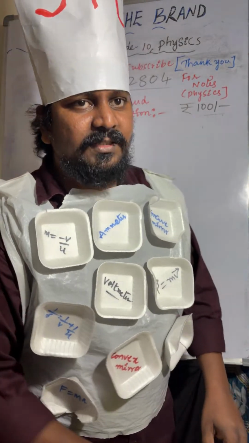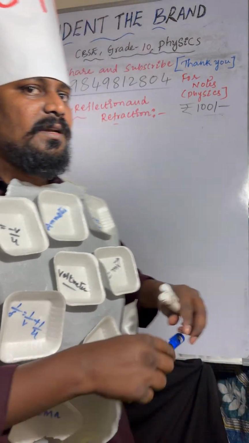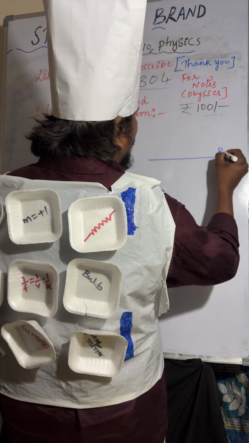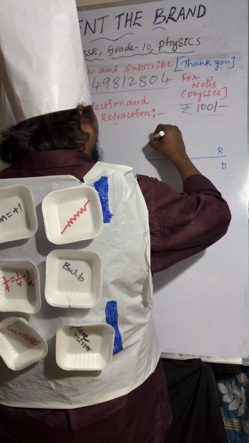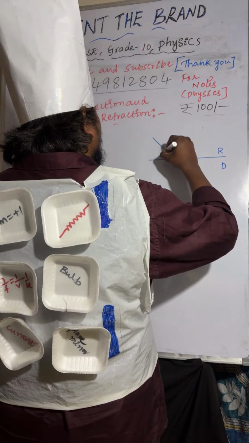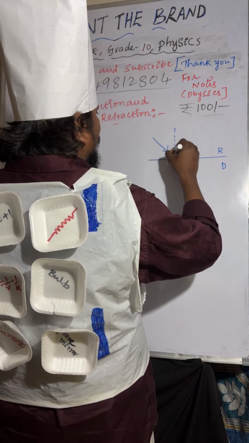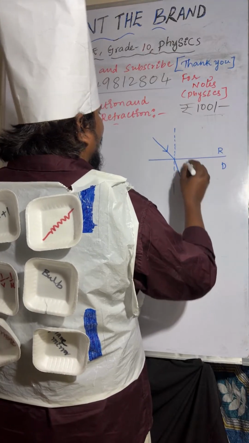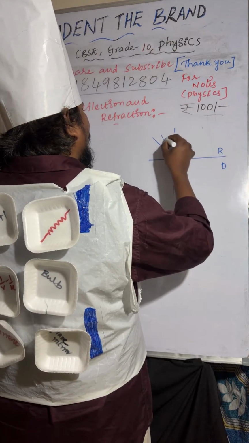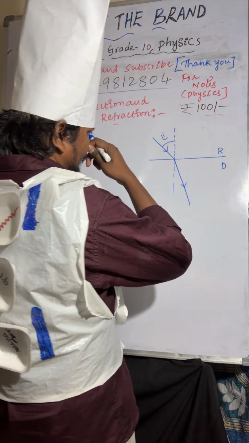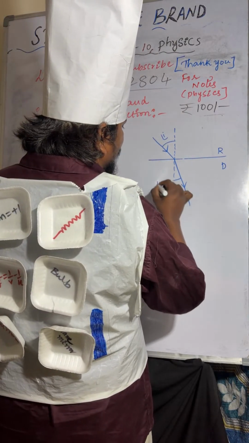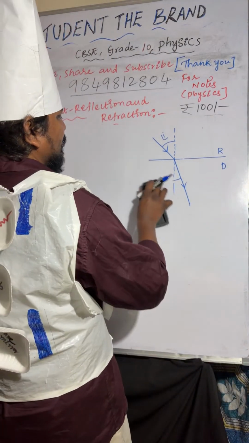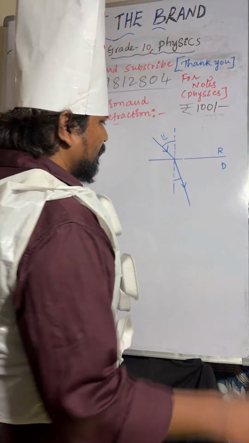Now you can observe, I am taking a rarer medium and a denser medium. The light ray is moving from rarer to denser. This is the normal line, and here I am taking the refracted ray. The angle between the incident ray and the normal line is called the angle of incidence. The angle between the refracted ray and the normal line is called the angle of refraction.